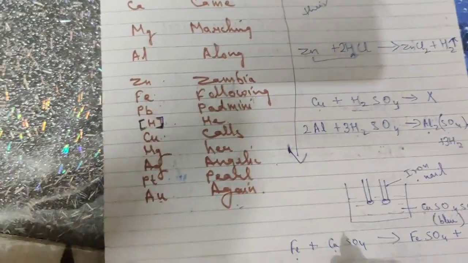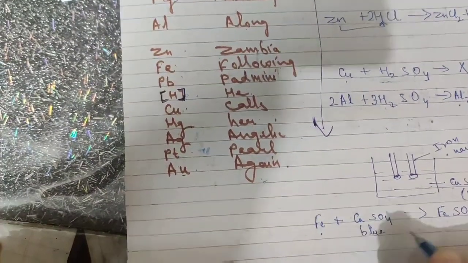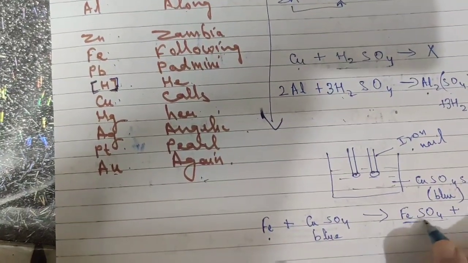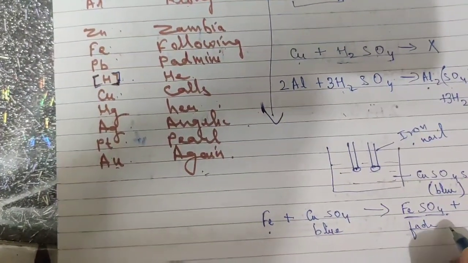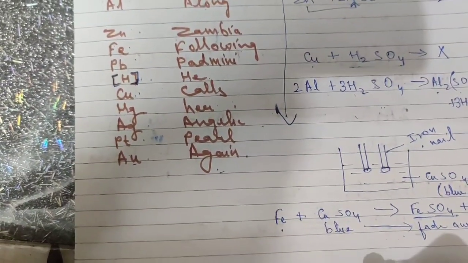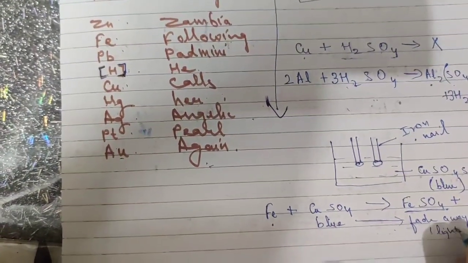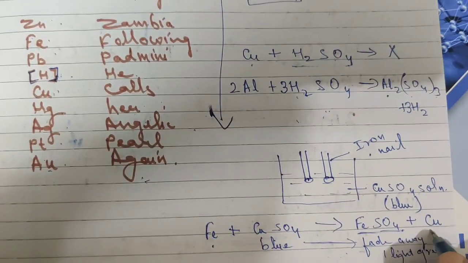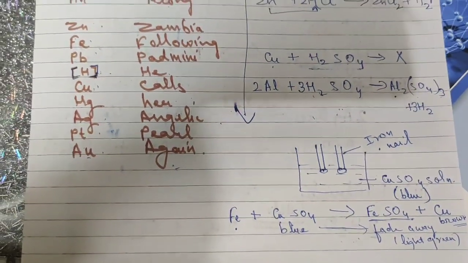Now, since CuSO4, which was earlier blue in color, cannot be seen in the product, and the new product which is formed is FeSO4, obviously the blue color will fade away. Why? Because a new product, FeSO4, will be formed, and this new compound is light green in color, and copper will be in the form of brown deposition over the iron nail.